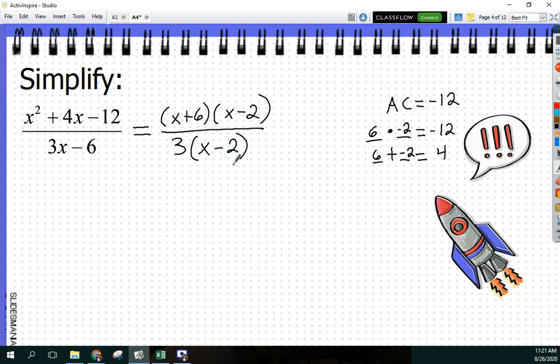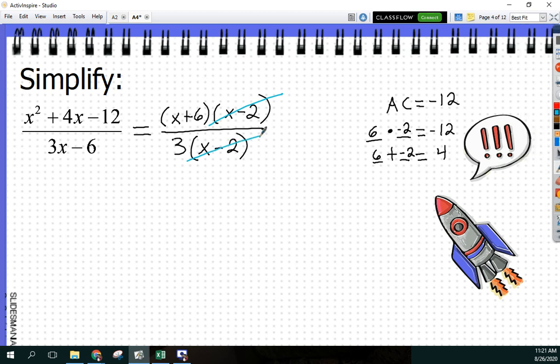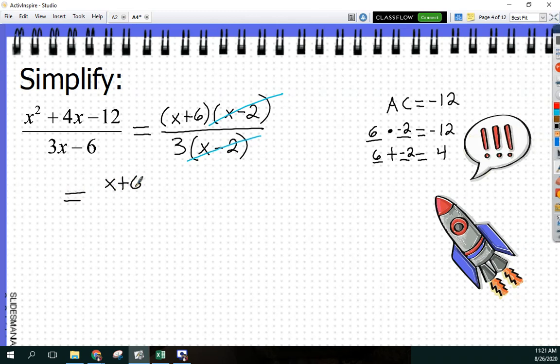So now notice that our numerator and denominator have a common factor of x minus 2. So we're going to reduce those. In our numerator, we're left with x plus 6, and in our denominator, we're left with 3. So we could either write it as x plus 6 all divided by 3, or we could move that to the front and say 1/3 times x plus 6.